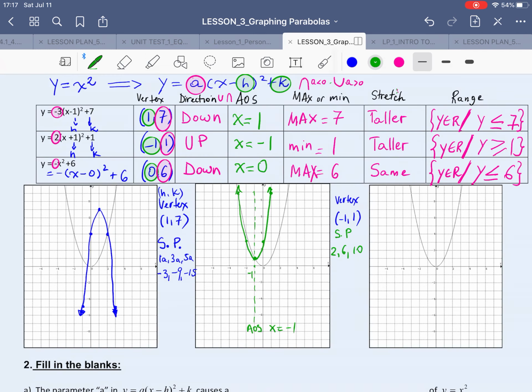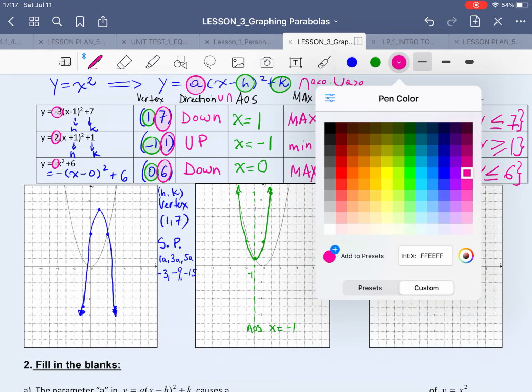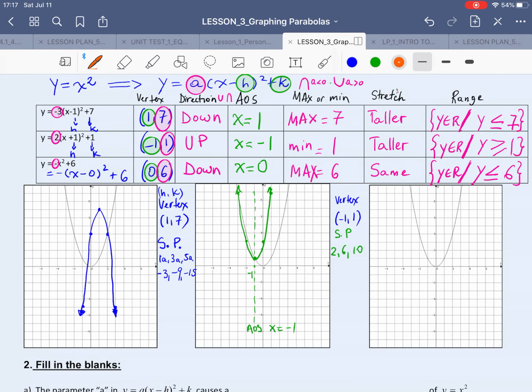Now the next graph is negative x, y minus 0 squared plus 6. The vertex is at 0, 6. Let's choose a fun color here. So I will go with orange. And x 0, y 6 will be right on the y-axis. And from here, we'll apply the step pattern.